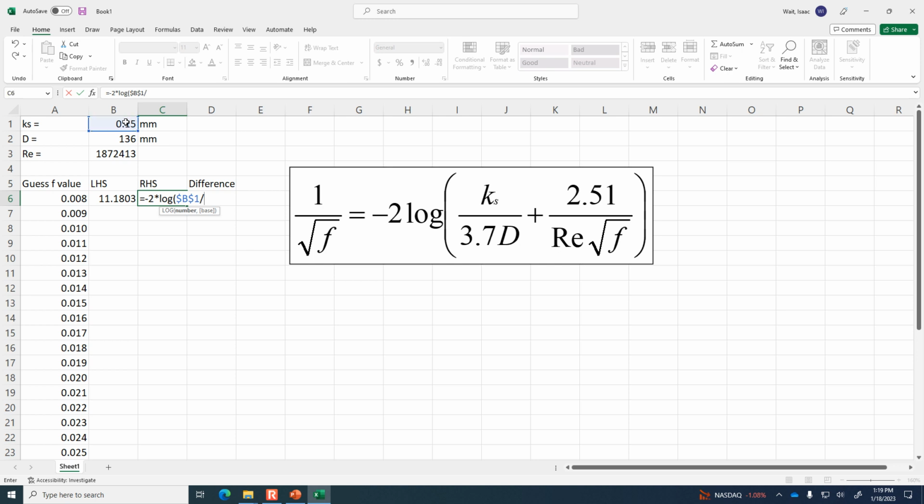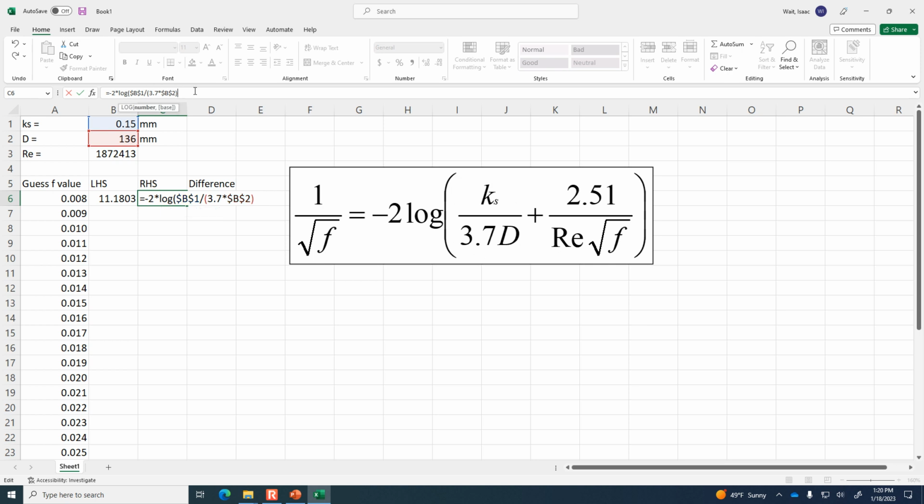Now divided by 3.7 times d. And so I'm going to click on the reference to d and put the lock in by pressing F4. All right, so now I've got the first term. Once I close parentheses here, I've got the first term inside the parentheses.